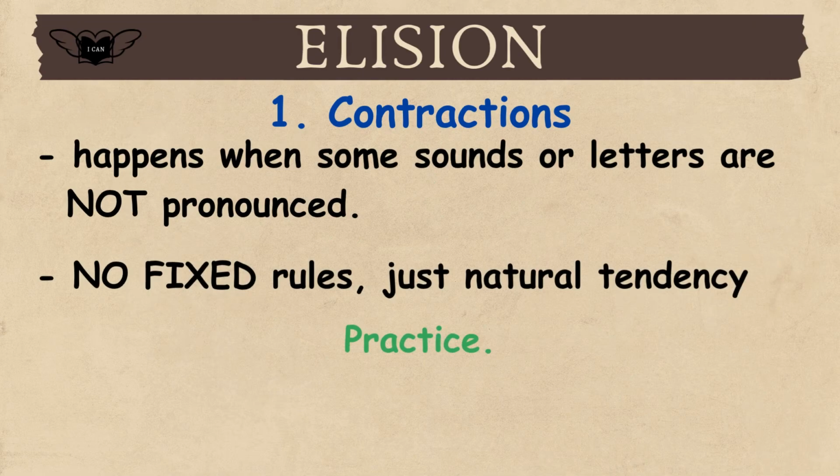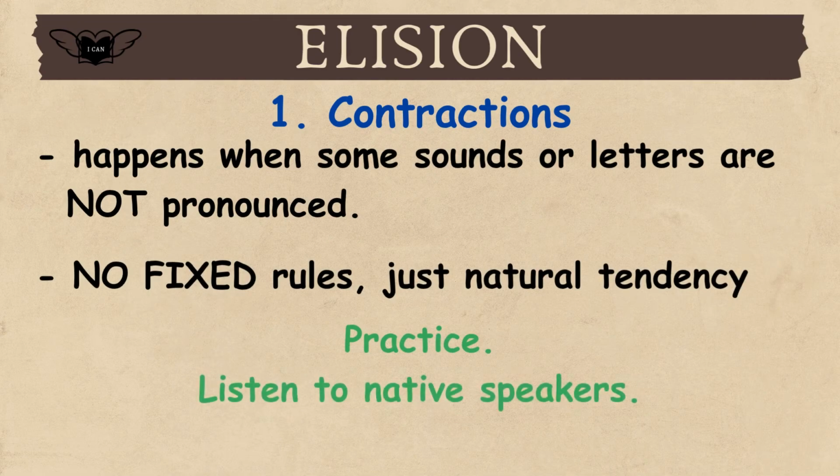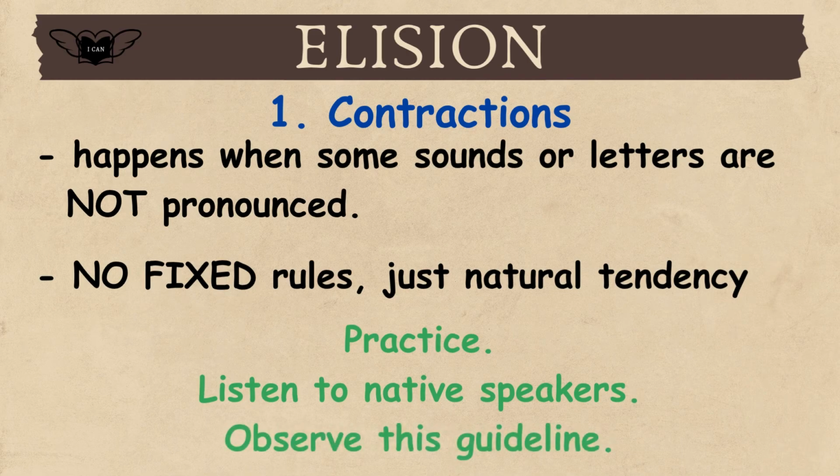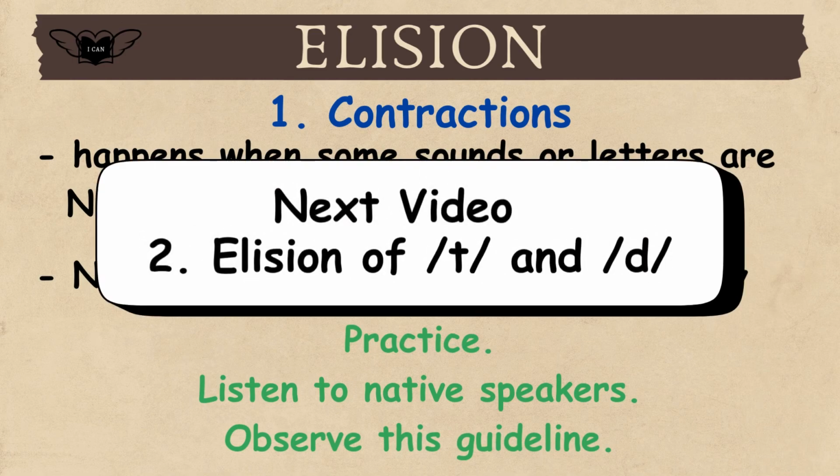Practice this. Listen to native speakers through movies or shows. Observe this guideline. When you are ready, go to the next video for elision of t and d.